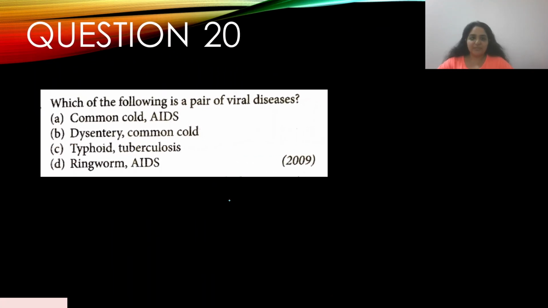Question number 20. Which of the following is a pair of viral diseases? This appeared in 2009. A. Common cold, AIDS. B. Dysentery, common cold. C. Typhoid, tuberculosis. D. Ringworm, AIDS. Which is a pair of viral diseases? It's clearly common cold and AIDS. Both are viral diseases. So the answer is A.